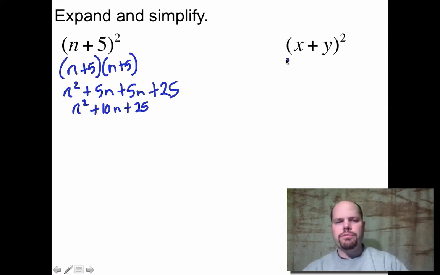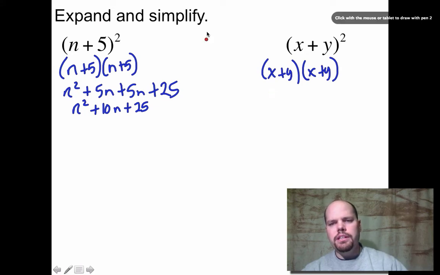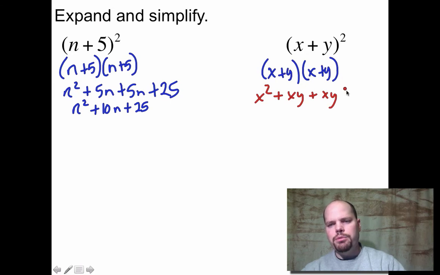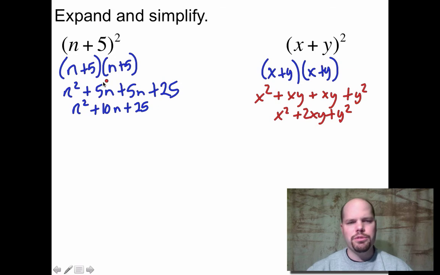Okay, let's try if we just have variables. The quantity x plus y squared. So once again, we would take x plus y times the quantity x plus y. And then what we'd get is x times x, x squared, x times y, xy, plus y times x, which is still xy, plus y squared. So the common mistake would have been to say x squared plus y squared, which is there, but there's also two of these. So x squared plus 2xy plus y squared. So can you see a pattern just in those two?